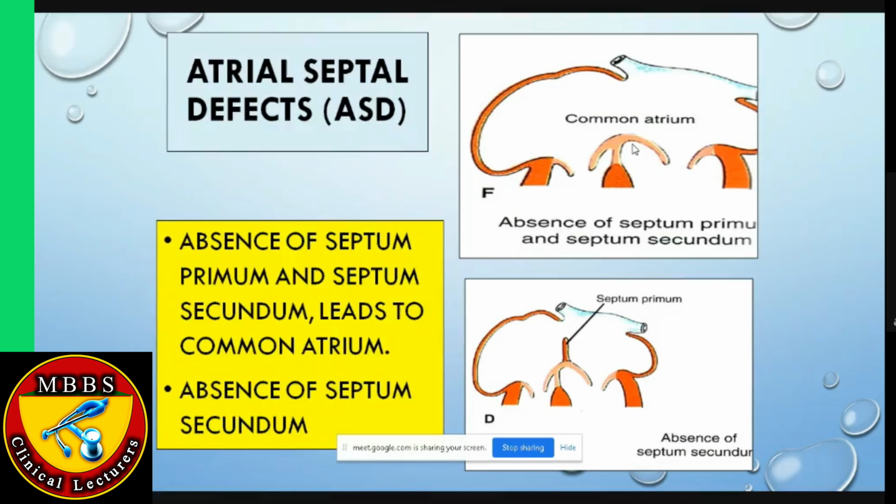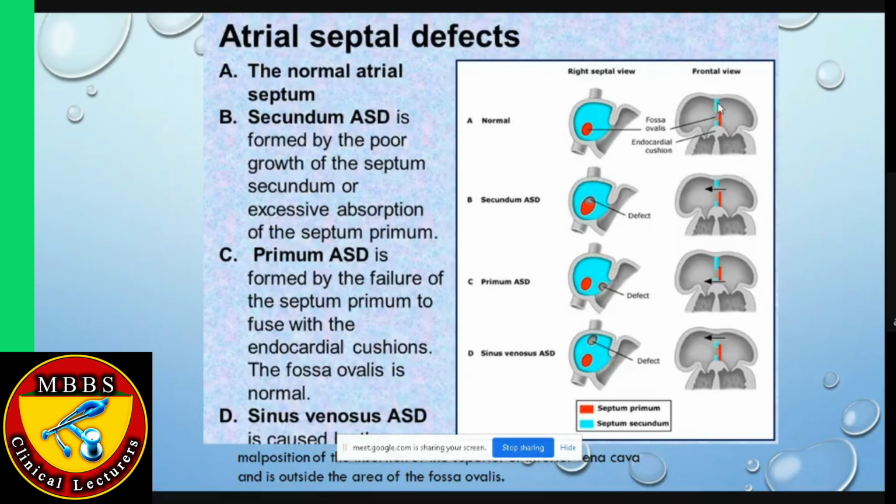Now, when we talk about atrial septal defect, you can see in this picture the normal anatomy, in which you can see the septum primum, which is in red, and this is the septum secundum, which is normally present with the fossa ovalis in between. Now, if it's a secundum type of the atrial septal defect, that means there is something wrong with the growth of the septum secundum. Either there is poor growth of the septum secundum, or there is an excessive resorption of the septum primum, which leads to the secundum type of the atrial septal defect.